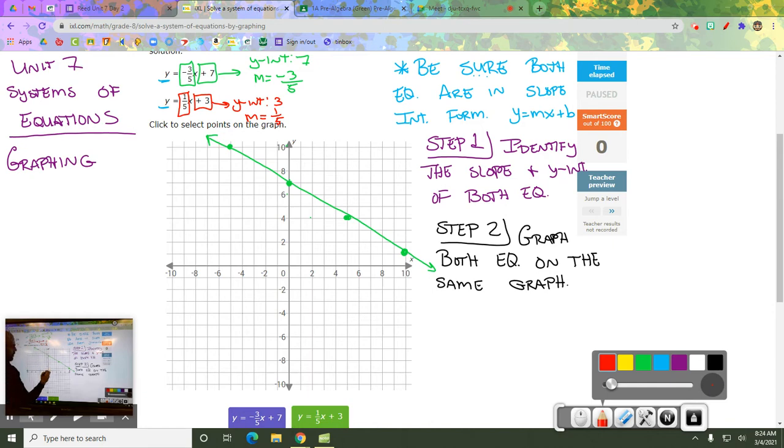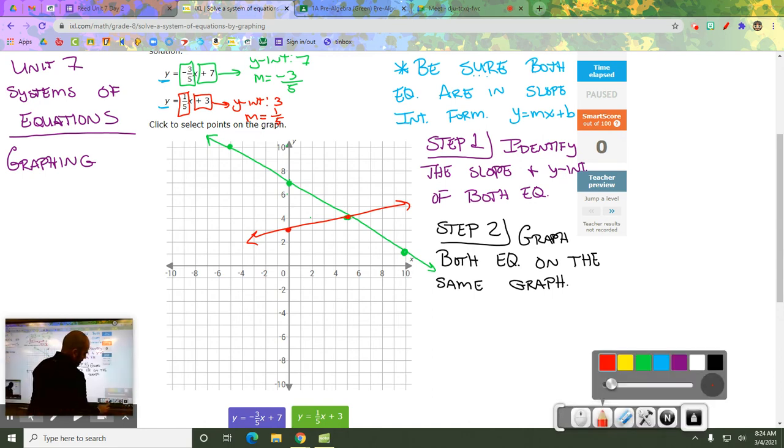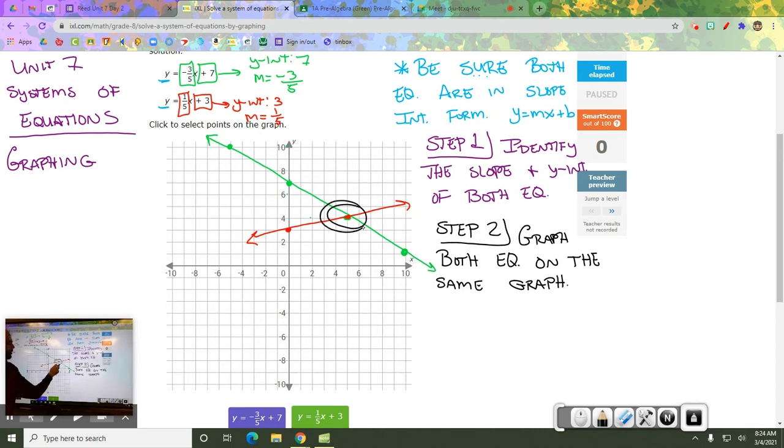My y-intercept is 3, so I plot my 3 here on the y-axis, and my slope is 1/5. I'm going to go up 1 over 5, 1, 2, 3, 4, 5. I already have my intersection point. That's all the points I need to sketch that line. And now the point that we have right here, this is our solution. So my solution is going to be 5, 4.